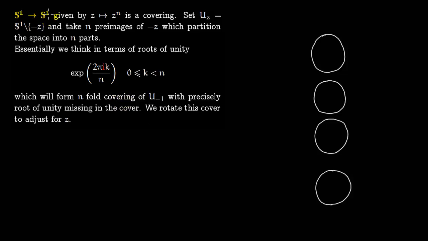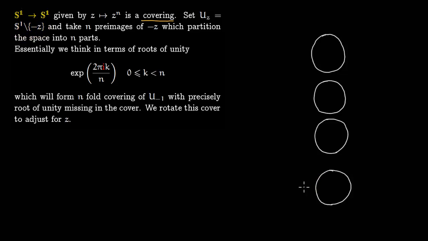So now we want to cover this circle S1 with another circle S1. So for this we have this map of degree n, going from z to z to the n. We will say this is a covering. So to show this is a covering, we first need to take a point z in S1, find its neighborhood and show its neighborhood is trivially covered. So we will show that there are n sheets. So you set U of z as S1 minus z.